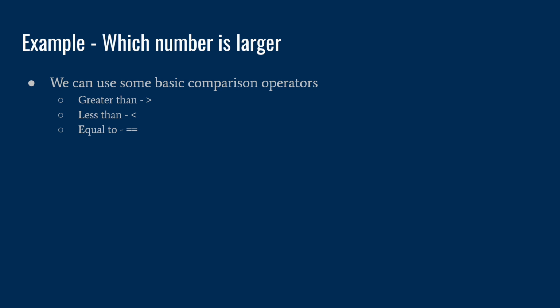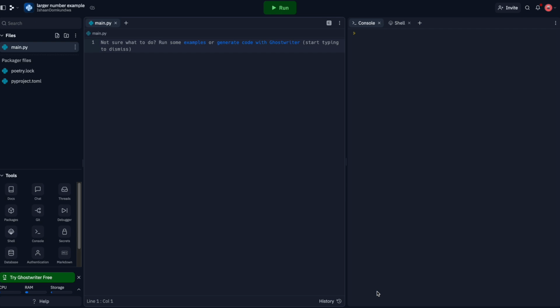Okay, next let's look at how to find which number is larger out of two numbers. So for this we can use some basic comparison operators, which is the greater than, less than, and equal to operators. Okay, we can start by getting two user inputs for the numbers, and we can call them A and B. Now that we have this, we can do a simple if-else operation using the greater than and less than operators.